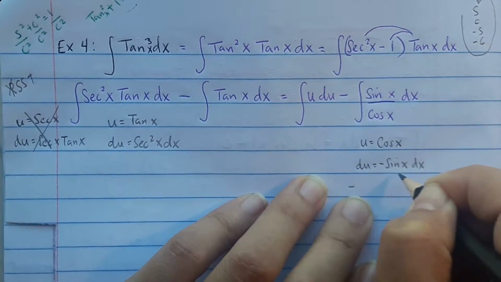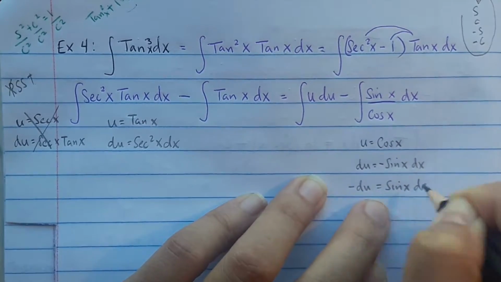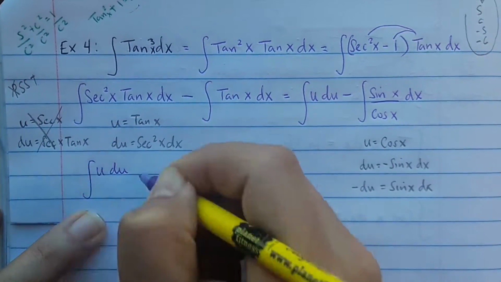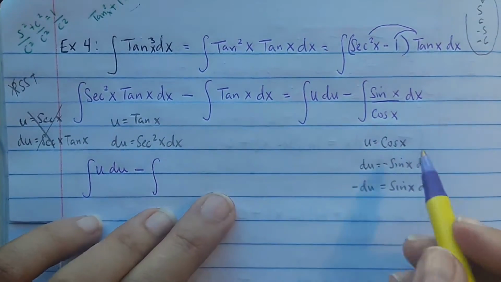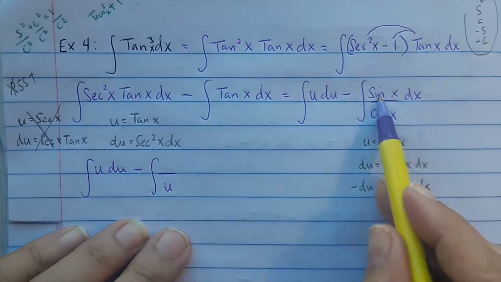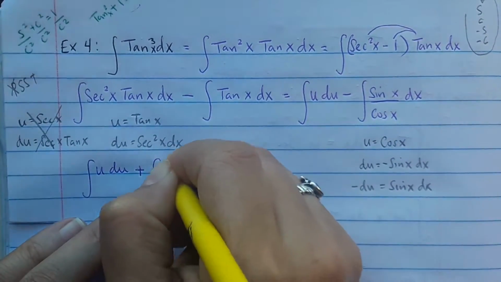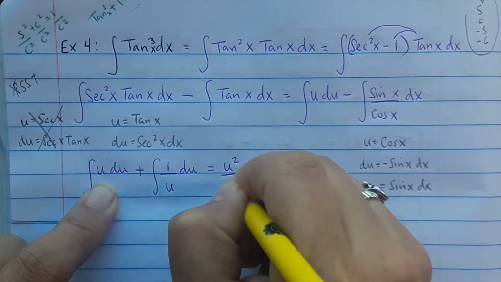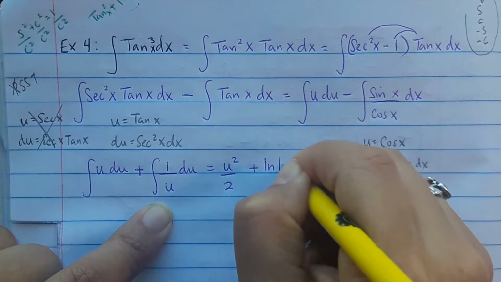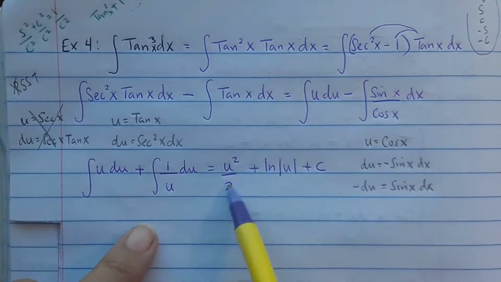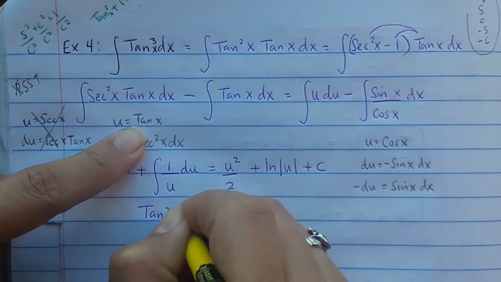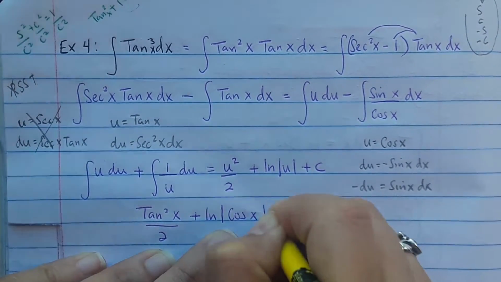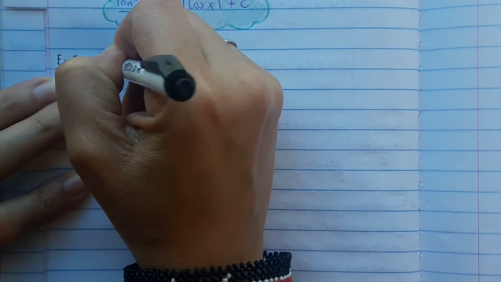I need only sine x dx, so I'm going to divide by negative 1, so negative du equals sine x dx. Alright, so I'm going to get the integral of u du minus the integral of 1 over cosine x, where u is cosine x, and sine x dx is negative du, so we change that outside to a positive. Let's integrate that. We're going to get u squared over 2 and ln of the absolute value of u, plus c. Let's substitute the u's. Be careful which u goes with which. So that one's tan squared x over 2 plus, this u was cosine x, so ln of cosine x, plus c. That's pretty much all there is to it.